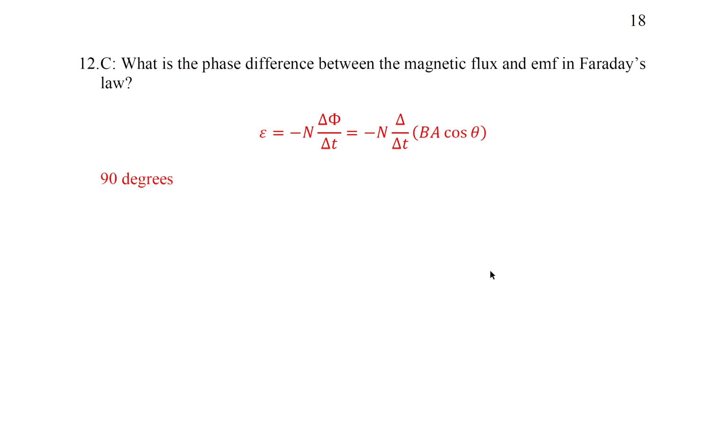Question 12. What is the phase difference between the magnetic flux and EMF in Faraday's law? So take a look at this equation. What's the phase difference? Well, it's going to be 90 degrees. Because if theta is 0, EMF is a maximum. Theta is 90, EMF is a minimum. So that's going to be 90 degrees.